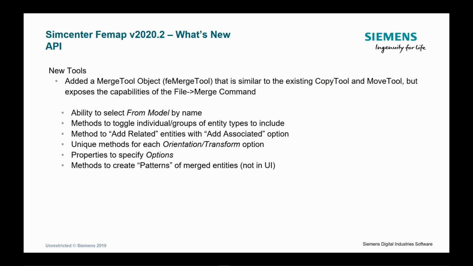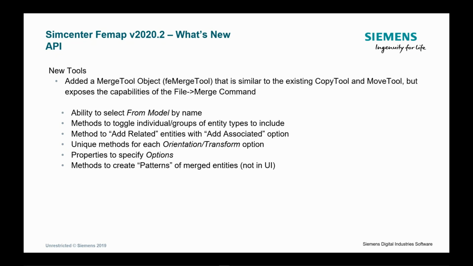Okay, in terms of new tools, now that you can operate on multiple Femap instances, it makes sense that you can now merge between multiple Femap instances. So they've added the merge tool object. It's similar to the copy tool or the move tool, and it basically exposes everything that was in the file merge command in the GUI.